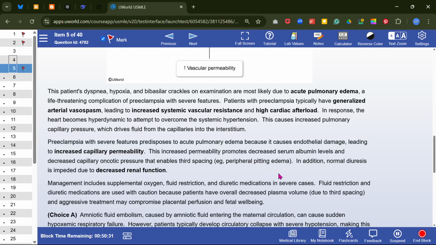that is peripheral pitting edema. In addition, normal diuresis is impeded due to decreased renal function. Management includes supplemental oxygen, fluid restriction, and diuretic medication. In severe cases, fluid restriction and diuretic medication are used with caution because patients have overall decreased plasma volume due to third spacing and aggressive management. Aggressive treatment may compromise placental perfusion and fetal well-being.